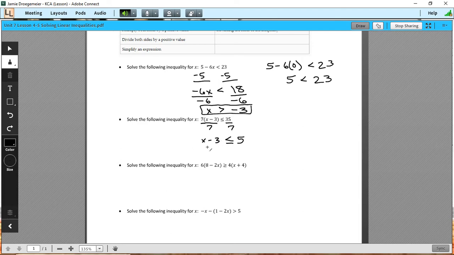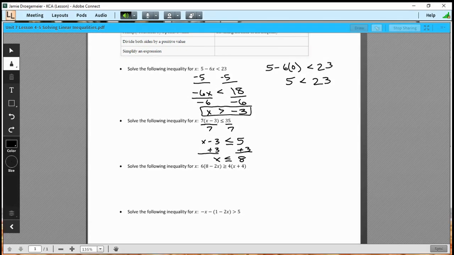And then my last step to get that x by itself, I would add 3 to each side. Addition doesn't change that symbol, so it's still going to be a less than or equal to, and this becomes x is less than or equal to 5 plus 3, which is 8. And so x is less than or equal to 8 would be my solution.